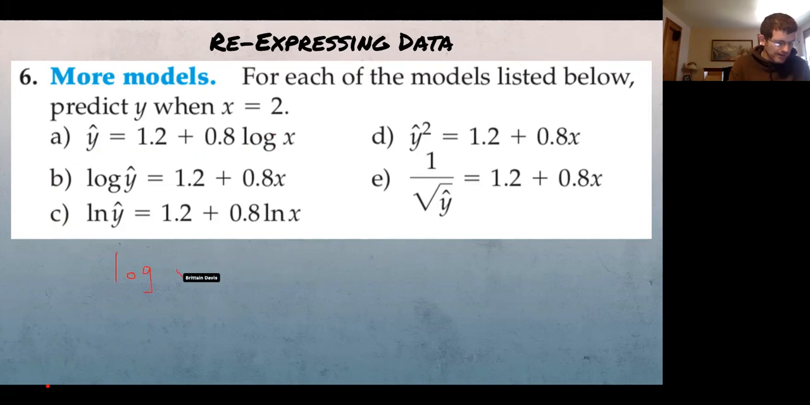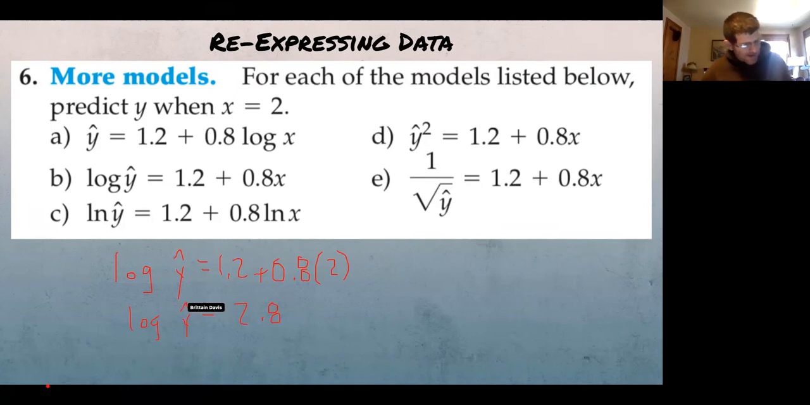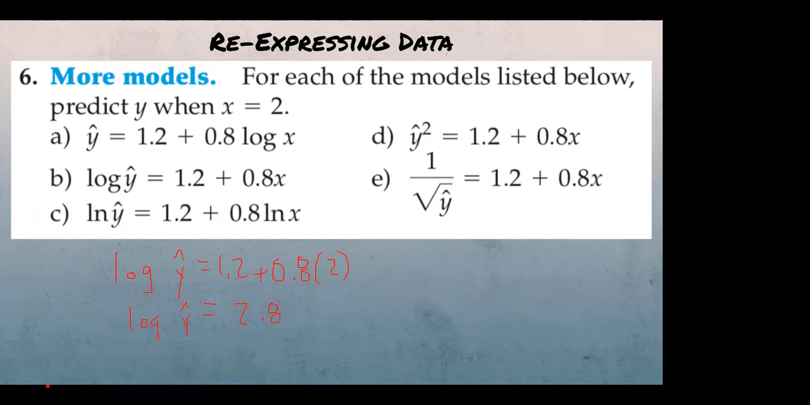Log of y hat equals 1.2 plus 0.8 times 2. We'll see this one a few times. When we plug 2 into this, we're going to get 2.8. But now we run into a problem. I've got log of y hat equals 2.8. Can anyone tell me what we should do in order to figure out what y hat equals? Ten to the 2.8 power.